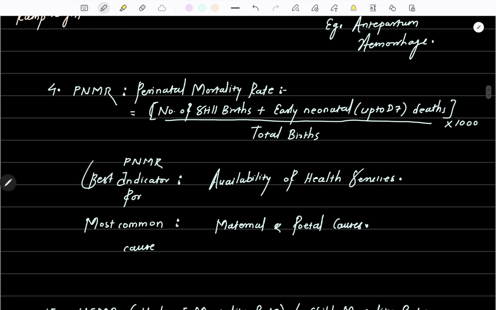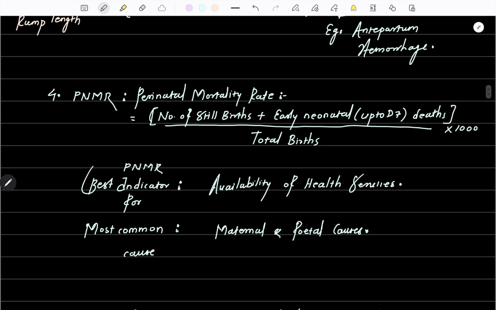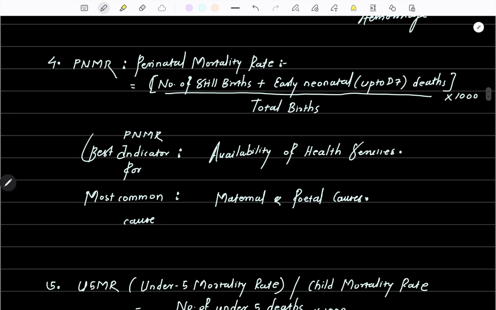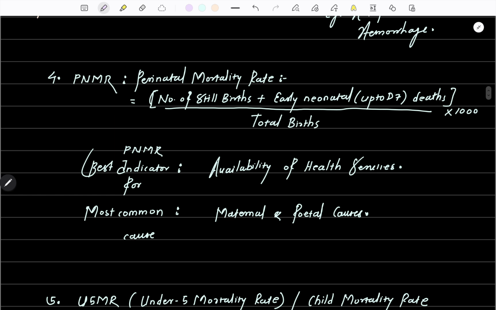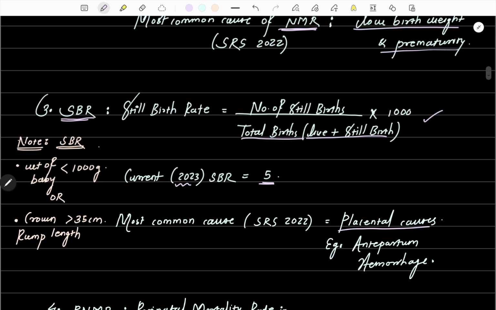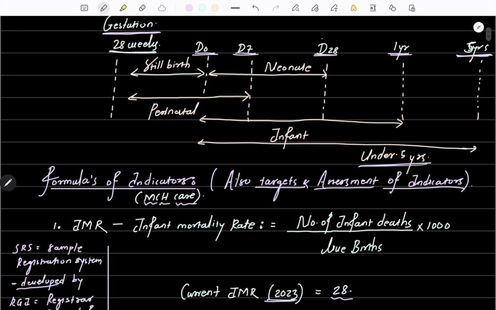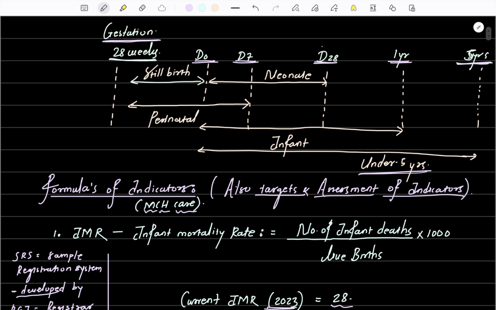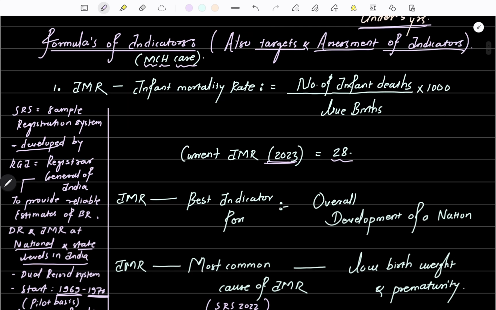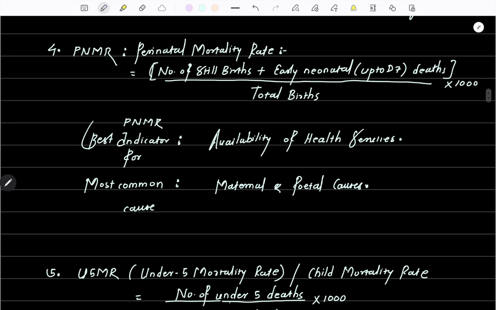Then perinatal mortality rate. The perinatal mortality rate formula is the number of stillbirths plus early neonatal deaths up to day 7, upon total births, into 1000. So what is the perinatal period? The perinatal period is from 28 weeks of gestation to day 7.